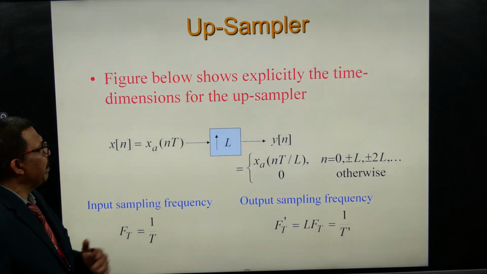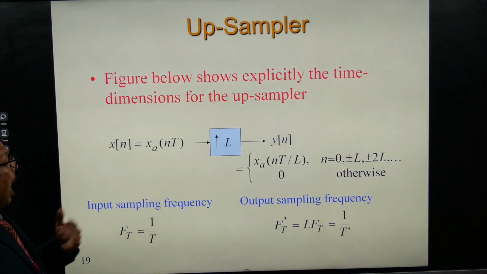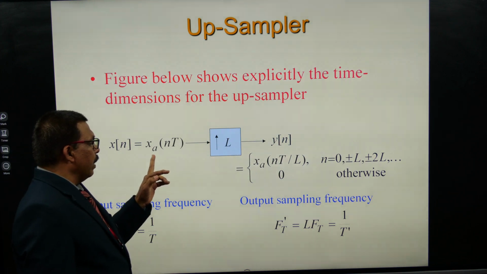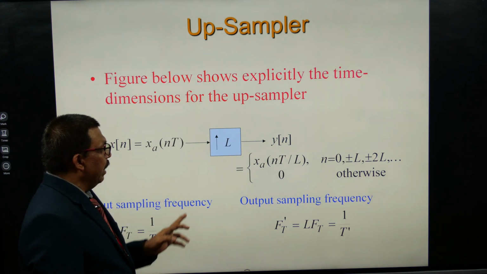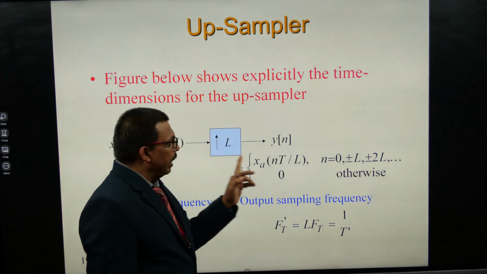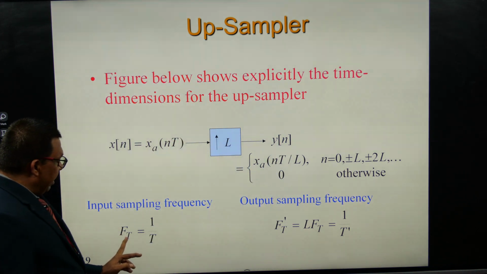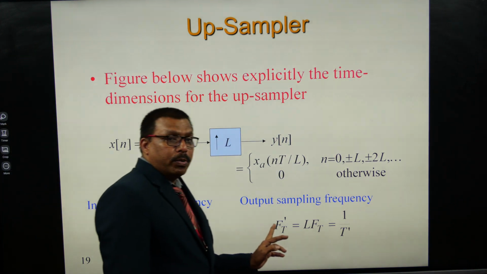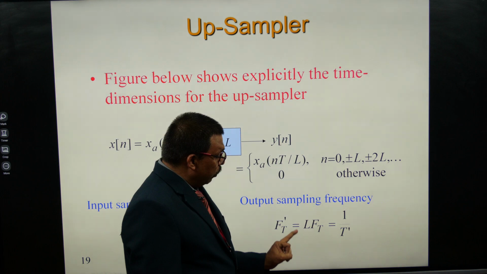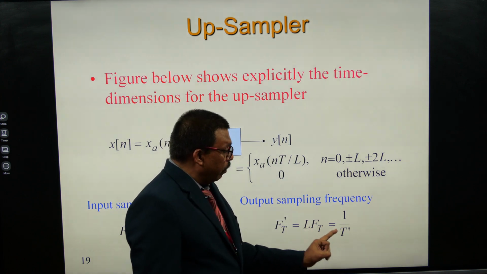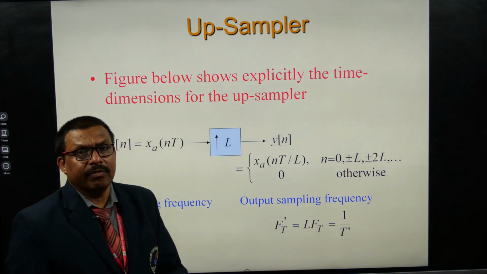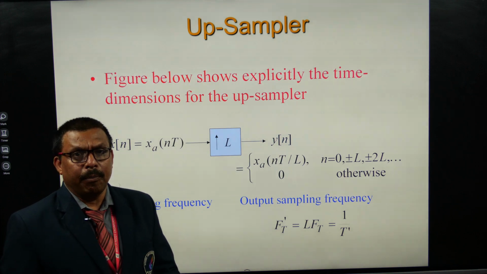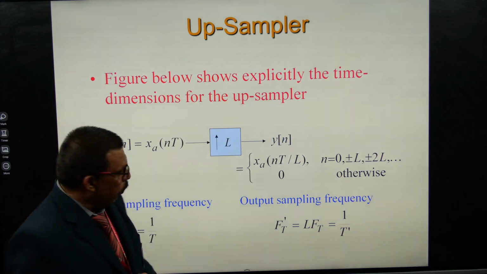The figure below shows the explicit time dimensions for the upsampler. x of n is equal to xa of nT. This arrow indicates the upsampling to y of n. In upsampling, the input frequency FT is equal to 1 by T, and the output sampling frequency FT dash is equal to L times FT, that is equal to 1 by T dash. That means the frequency is increased in upsampling and the frequency is reduced in downsampling.